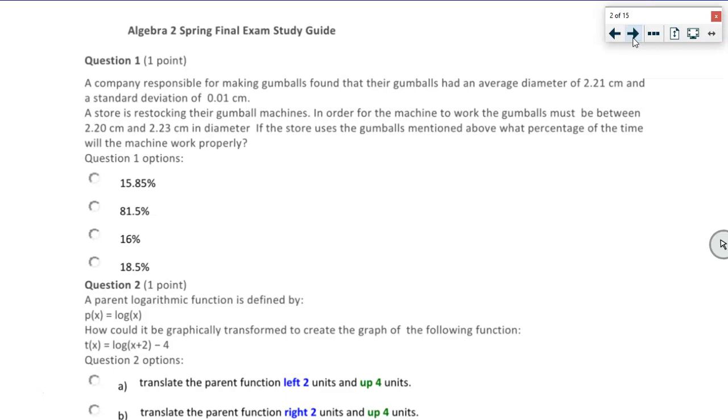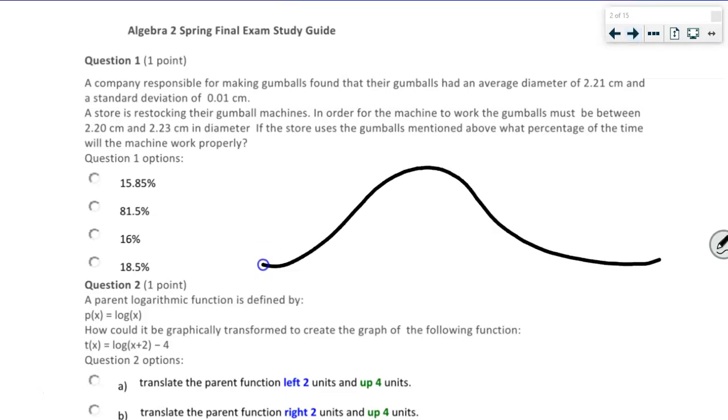Now this problem doesn't say to use the empirical rule, but on the test it'll tell you whether to use the empirical rule or a calculator. So we're going to do this with the empirical rule. Okay, so I'm going to draw a bell curve here.